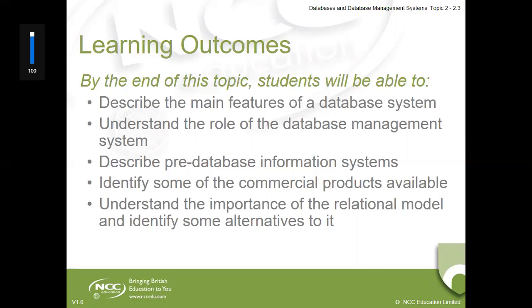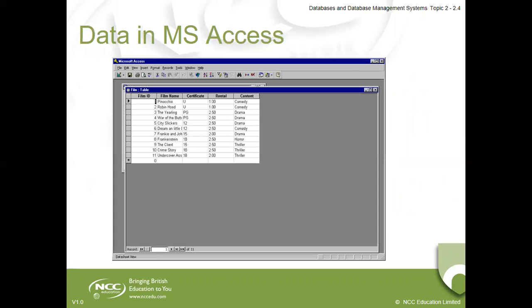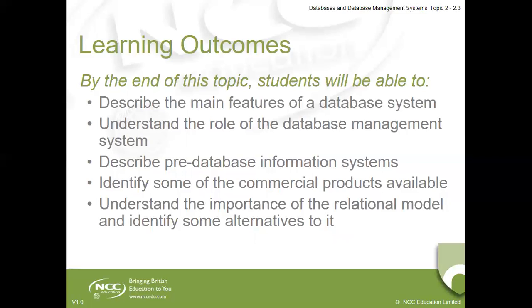So the learning outcomes. By the end of this topic, you'll be able to describe the main features of a database system. You'll be able to understand the role of the database management system, describe pre-database information systems, identify some of the commercial products available, understand the importance of the relational model, and identify some alternatives to it.